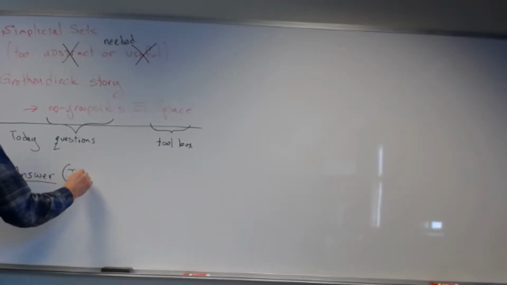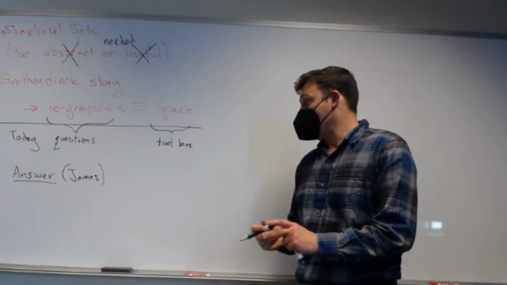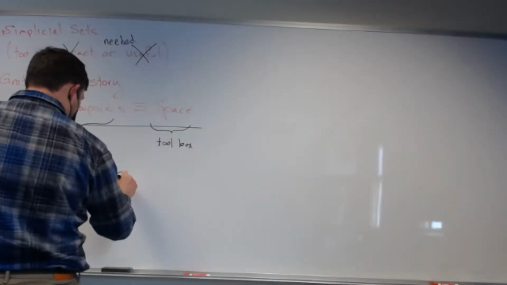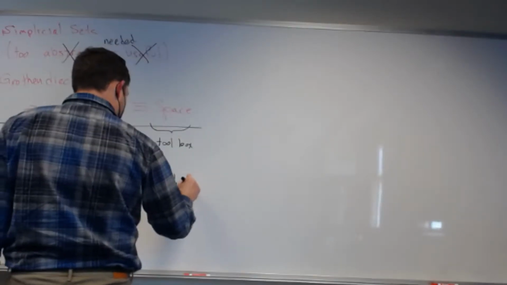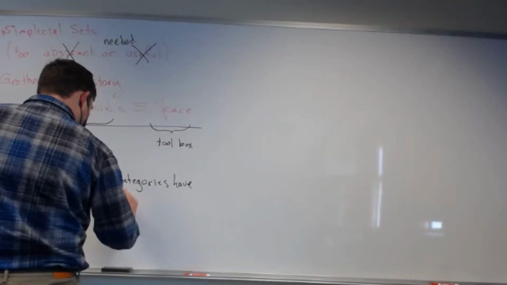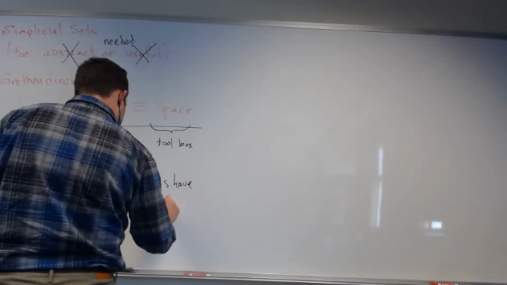This is James' answer, not a worldview answer. This is just me trying to help you see where it's at. Categories have, one, few operations. Two, map onto known structures.